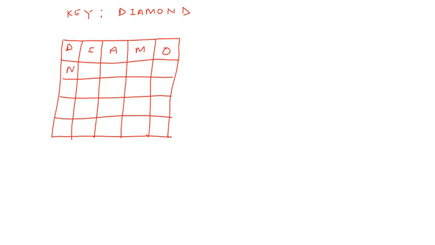Now start from A. A is already here. B, C, D is here. E, F, G, H, I, and I is here, so we will write J here. I, J, K, L, M is here, N is here, O is here. P, Q, R, S, T, U, V, W, X, Y and Z. So our matrix is ready.